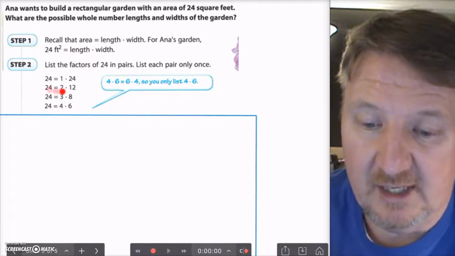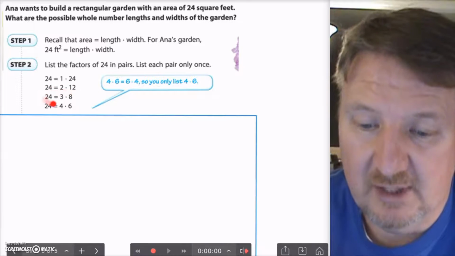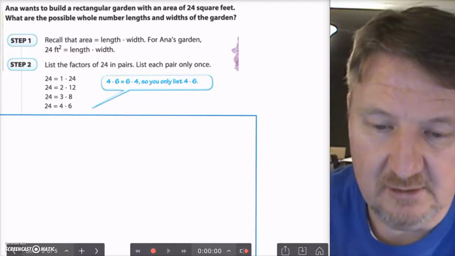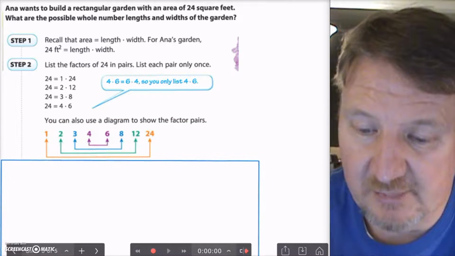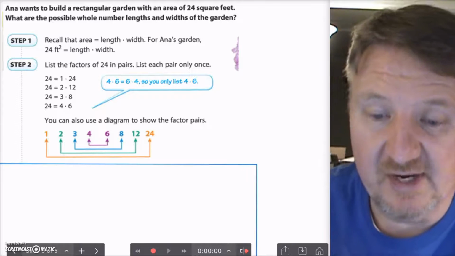And then I say, okay, I could also do 2 times 12. I could also do 3 times 8. And I can do 4 times 6. And then the only number I have left, see, and I'm going to show you this. So this is how I do it. It says you can also use the diagram to show factor pairs. And this is how I kind of think about it as factor pairs.